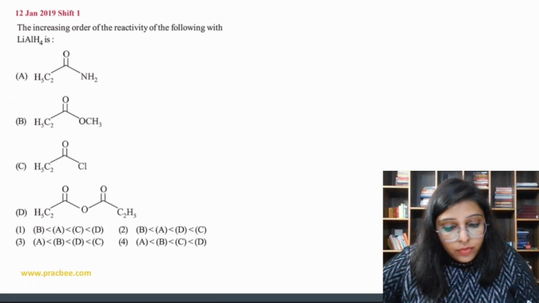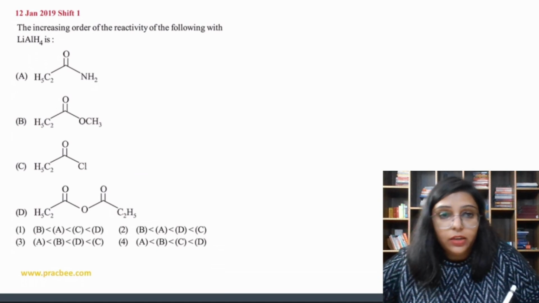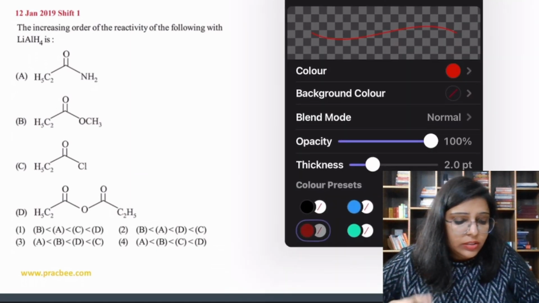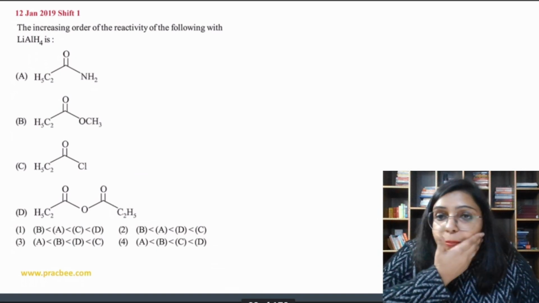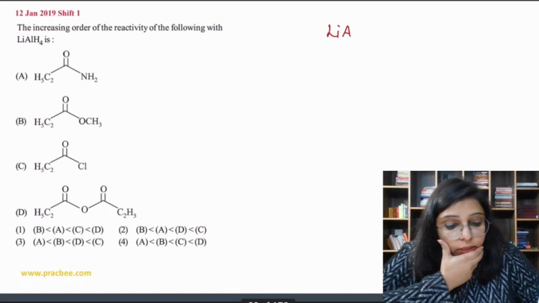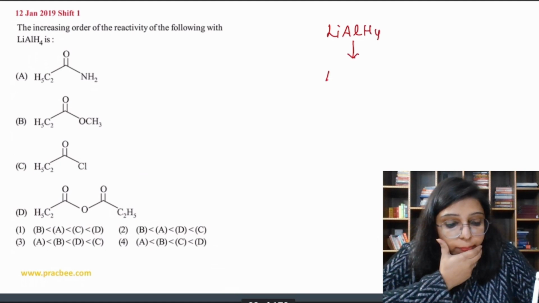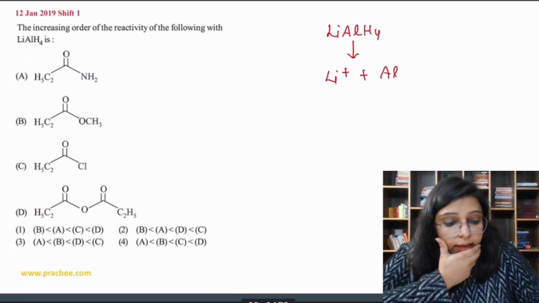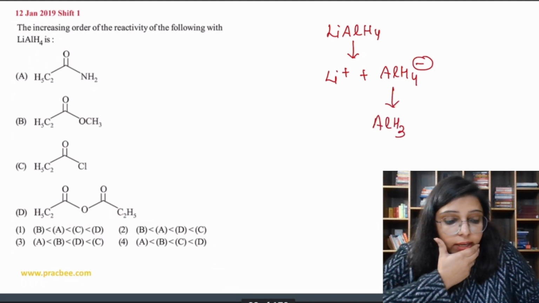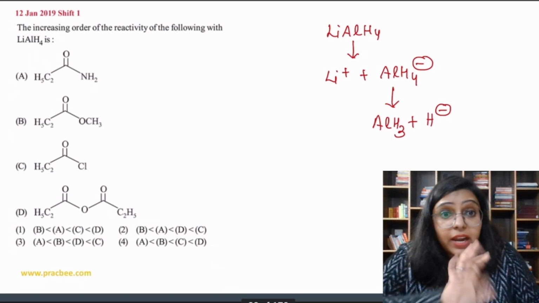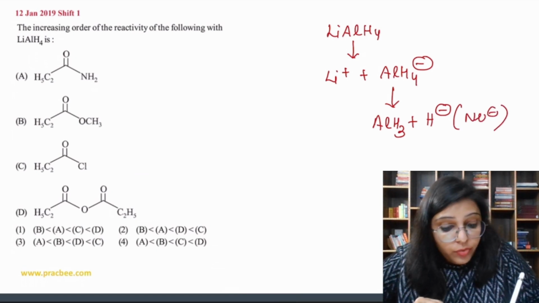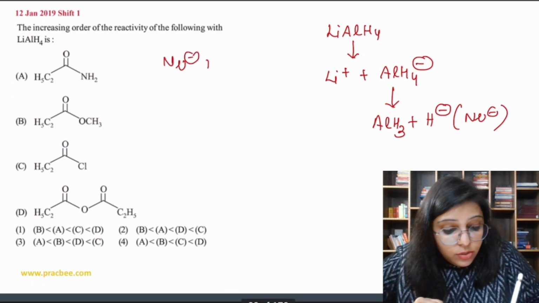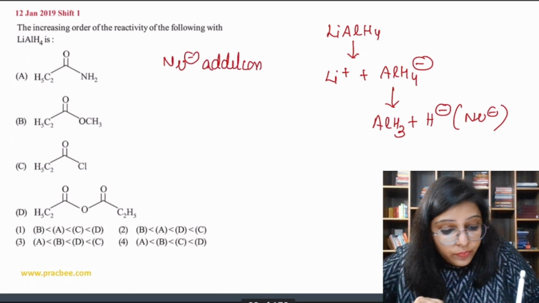The increasing order of the reactivity of the following with LiAlH4 is... So how to do this? This is also on the basis of reaction mechanism concept. See, in LiAlH4 we have Li plus and AlH4 minus. AlH4 minus further gives AlH3 and H minus. It means it gives hydride, H minus, which is going to be the nucleophile. So we have to check in which case nucleophilic addition is faster.